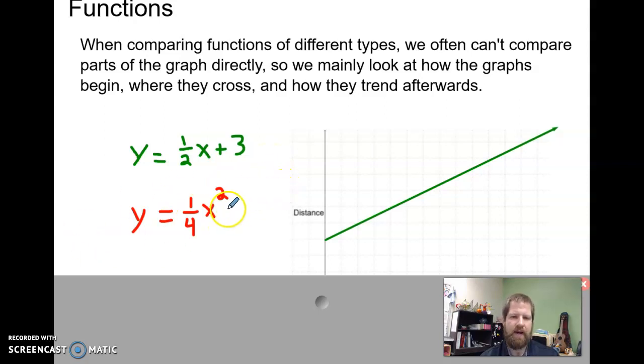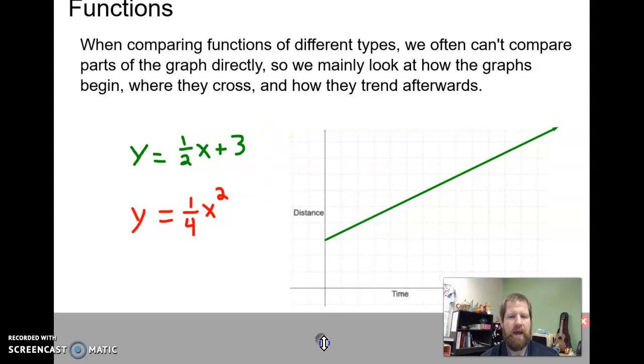If we've got a quadratic, looking at the vertex isn't necessarily going to be very meaningful when we're comparing that to a linear equation. All right, so what we do is we think about the situation a little bit more. We look at where the graphs start, where they cross, and what they trend to.